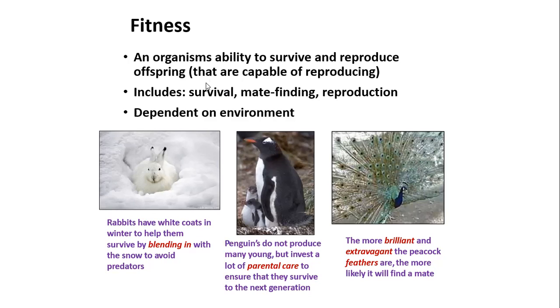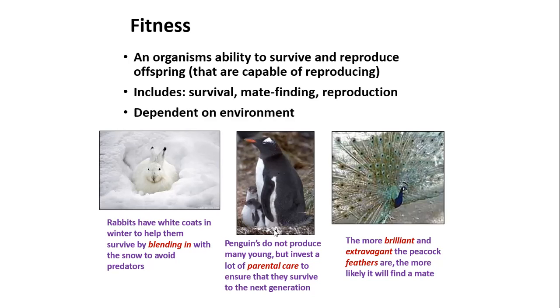So let's take a look at the white rabbit here on the left. These rabbits have an adaptation that allows them to change their fur color in wintertime so that they blend in with the snow to avoid predators. In summertime, they may be brown, but when winter comes, if they live in a high snow area and they turn white, they're going to blend in with snow a lot better to evade predators.